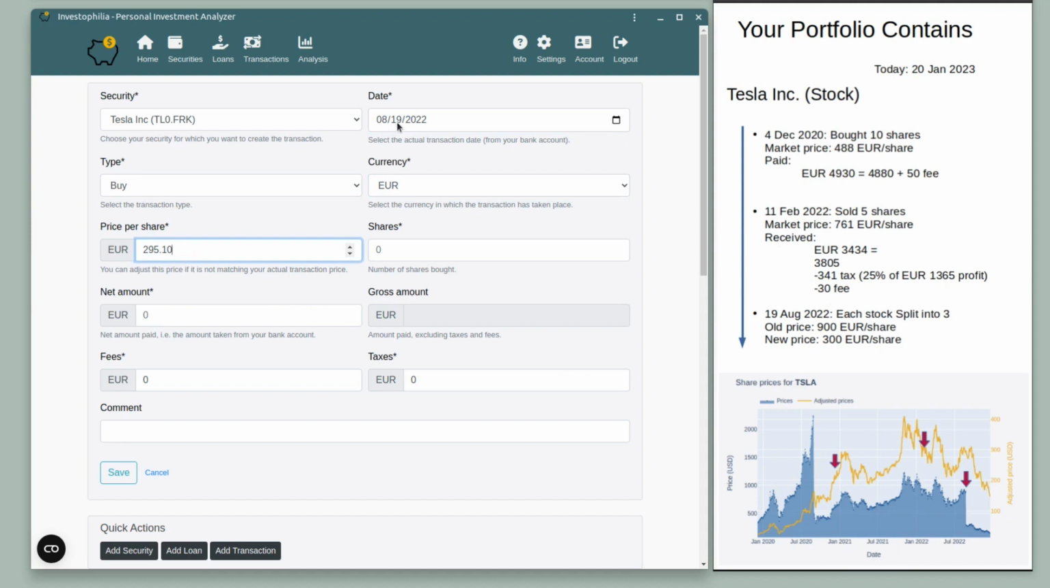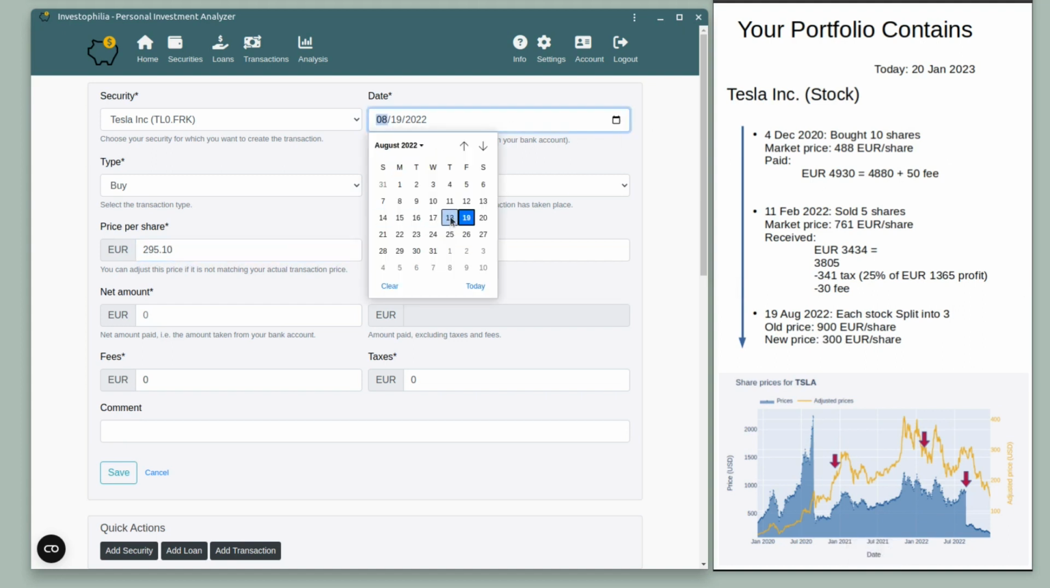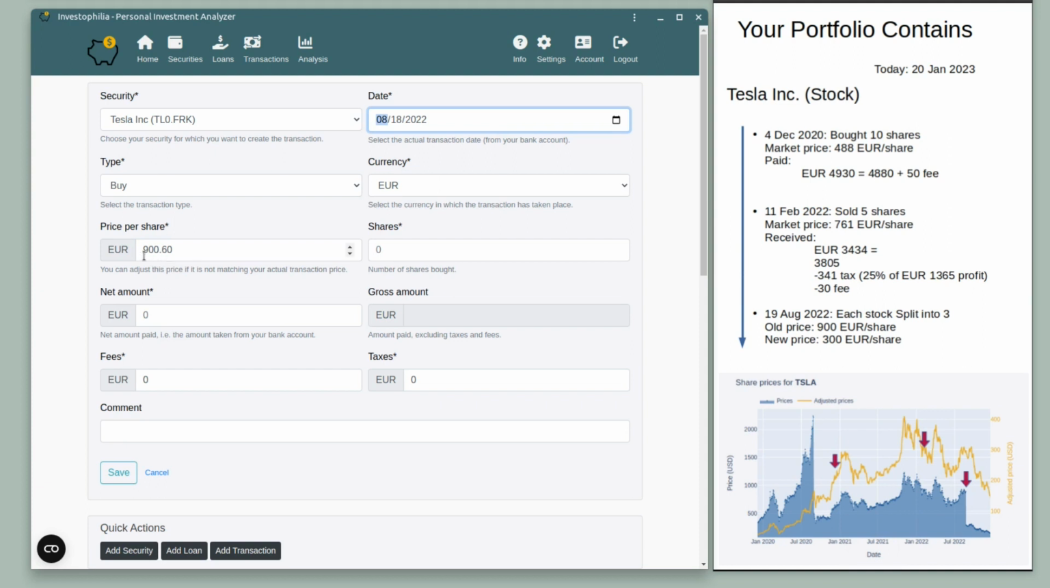So when I put 19th of August, the price is 295. It's close to 300 euros. If I put here 18, let me try it. Put 18, it becomes 900. So you see actually this jump.